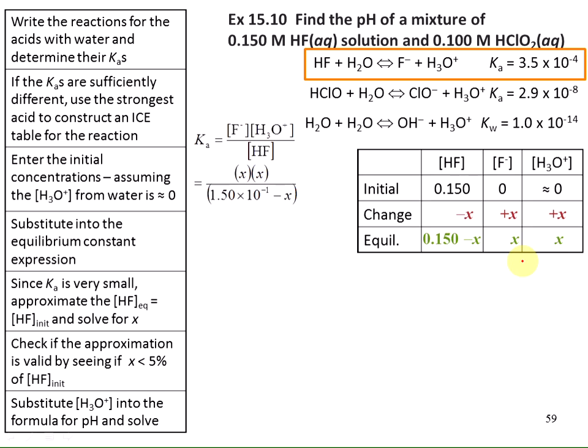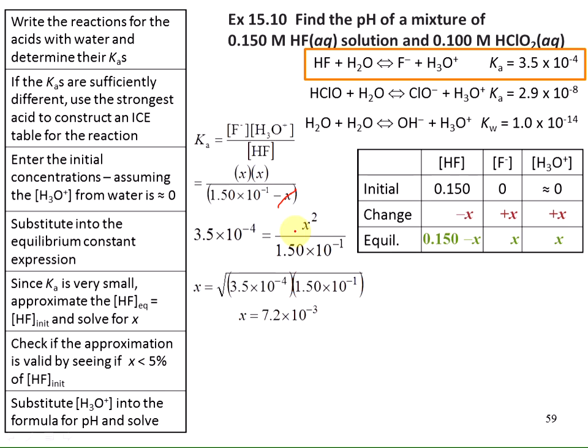So this reduces down to x squared because the F minus and the H plus concentration are the same. And the Ka value, we can look that up. We said that was 3.5 times 10 to the minus fourth. And then the equilibrium concentration of the HF, we're going to say is 0.15 because we're going to ignore the x. We're going to make that approximation by saying that this x is negligible. Then I multiply both sides of the equation by the 1.5 times 10 to the minus 1 and take the square root of both sides, and I get an x value of 7.2 times 10 to the minus third.